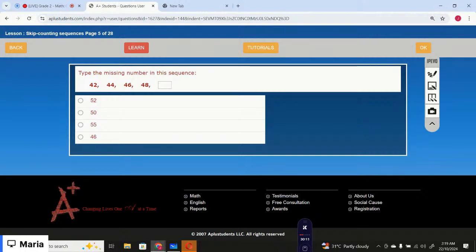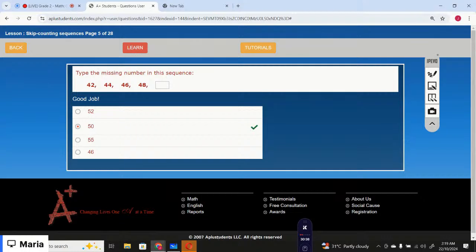Type the missing number in the sequence: 42, 44, 46, 48. So the next one is how the pattern is growing. The pattern is growing by 2. 42 plus 2 is 44. 44 plus 2 is 46. 46 plus 2 is 48. And 48 plus 2 is 50. So the correct option is 50.